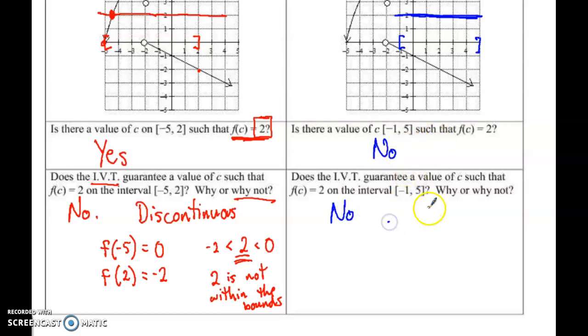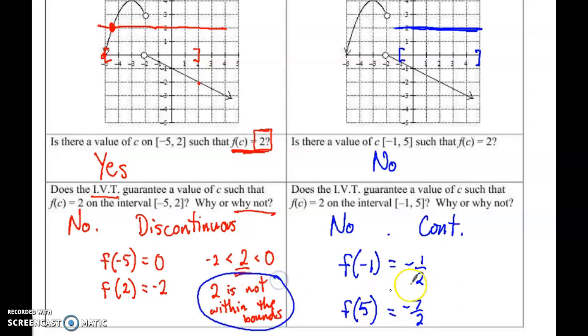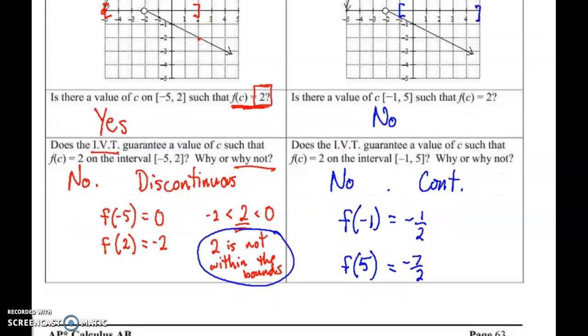Now, even though this is a continuous function, you do the same work. I think it's still called f. If you did f of -1, I think that's -1/2. If you actually figure it out, props to you. And f of 5 looks like, what's that, -7/2. F of 5 equals -7/2. Same reason. 2 is not within these bounds. So the intermediate value theorem does not apply.